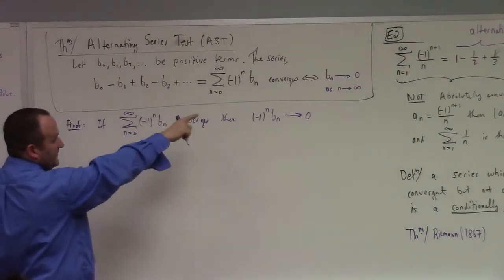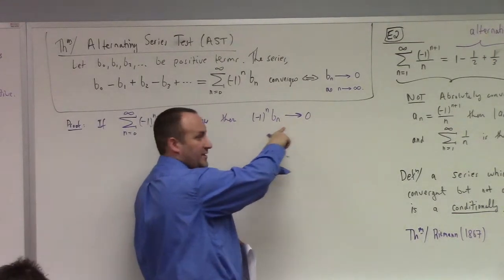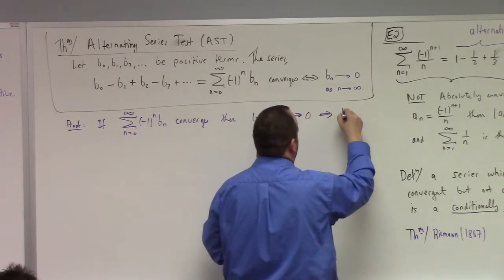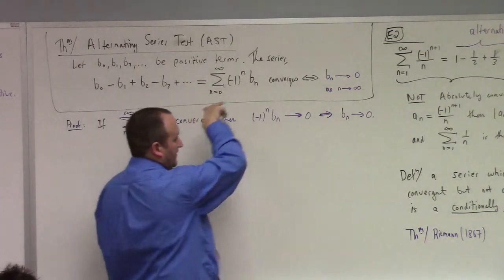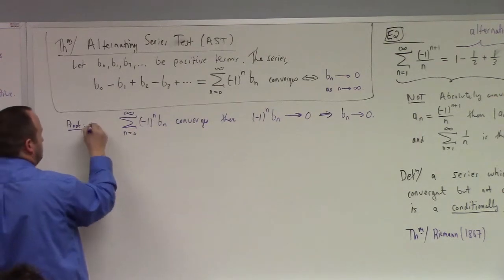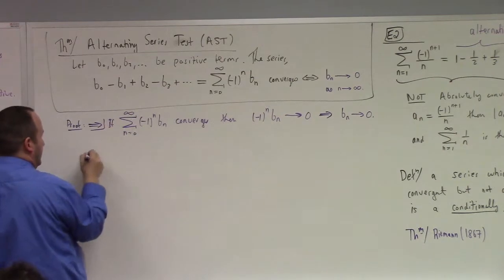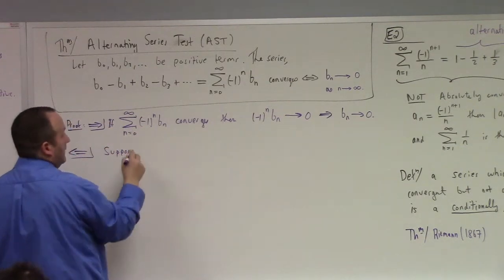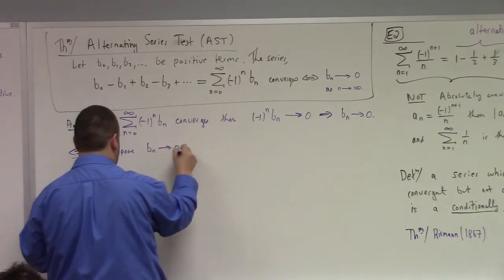If this series converges, then it implies that this goes to 0, right? But that implies that b sub n goes to 0, right? So that's the forward direction of this arrow, this direction of the proof. All right, so now we study the other direction. Suppose that b sub n goes to 0.